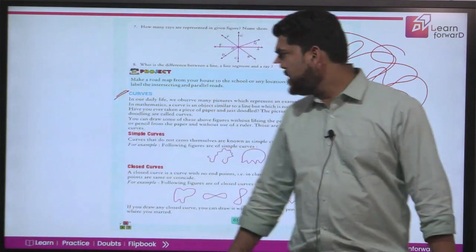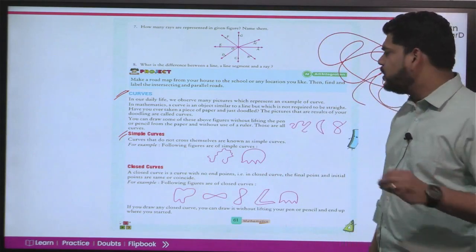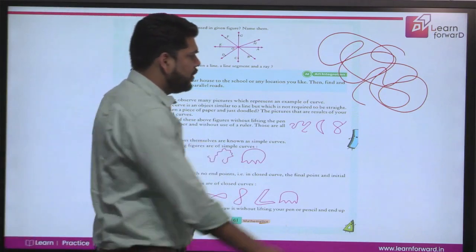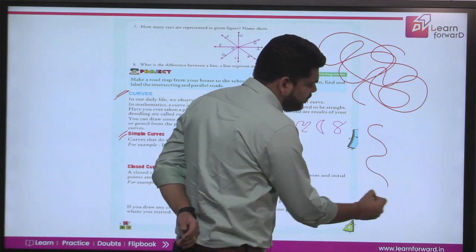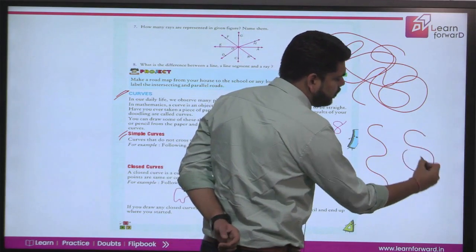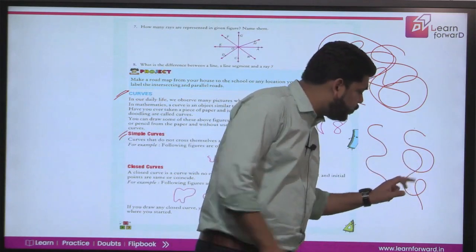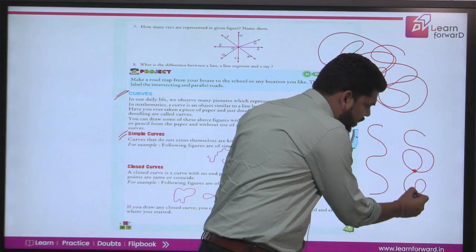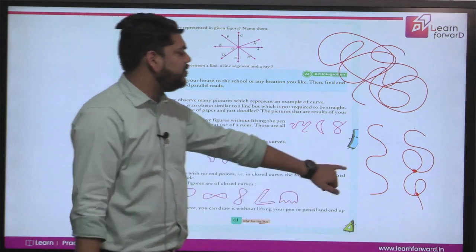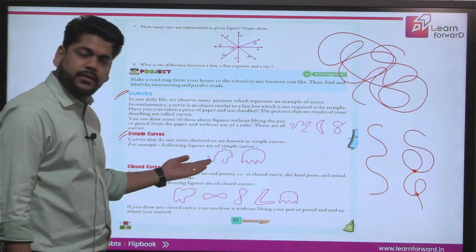Now the second concept, the type of curve, is the simple curve. A simple curve is a curve which does not intersect itself. This is a curve. It's not intersecting itself. But now this curve is intersecting itself at two points. One is this, another is this. When the curve does not intersect itself, we call it a simple curve. Fine. Examples are drawn over here.